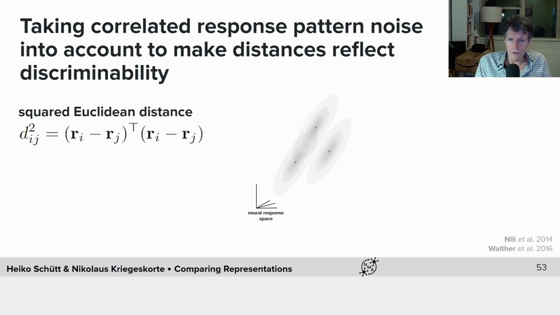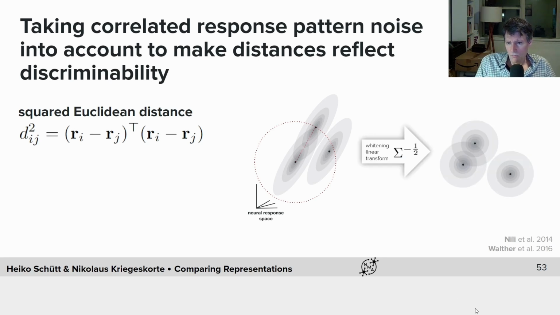If we use the squared Euclidean distance naively, we could have this case where we have a large Euclidean distance, but the displacement between the two patterns is in a direction in which the noise is very large as well. So the stimuli are actually quite confusable. If you were given a response pattern from one of these two distributions and you were supposed to tell what the stimulus was, you'd make a lot of errors because these distributions are very overlapping. And even though this is the longest of the three Euclidean distances here, it's also the most confusable pair in this simple example.